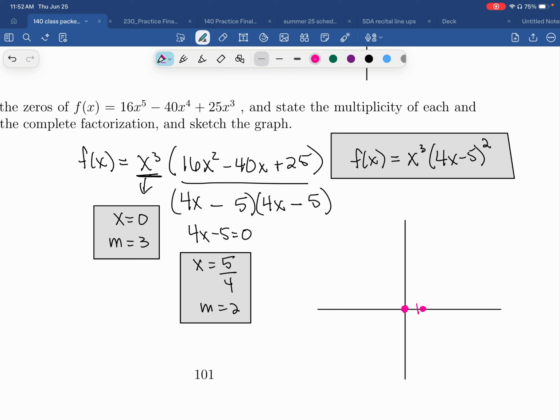Now, if you were to plug a big number into that, the a here is positive, so it's going to go to positive infinity as you go to the right. Now, this is an odd degree. It's degree 5. That means it's going to go the opposite way on the other side. So if it's going up to infinity on the right, it's going down to infinity on the left. And we're going to pass through the one with degree 3. We're going to bounce off the one with degree 2 and go up and touch.